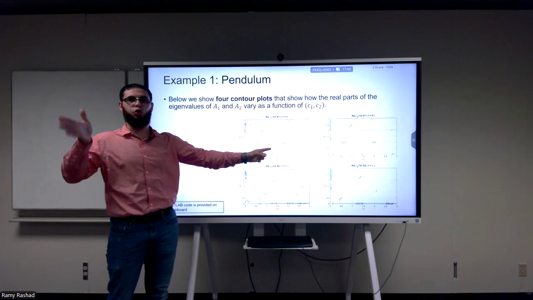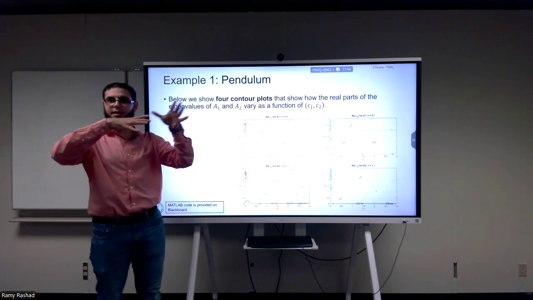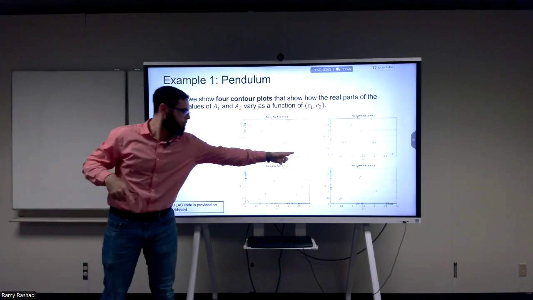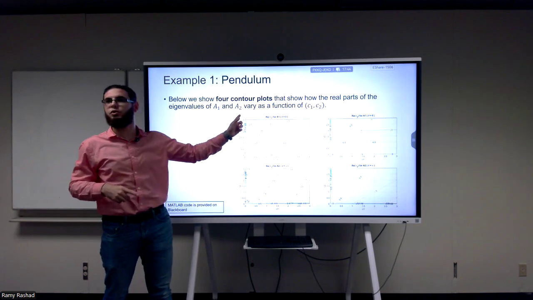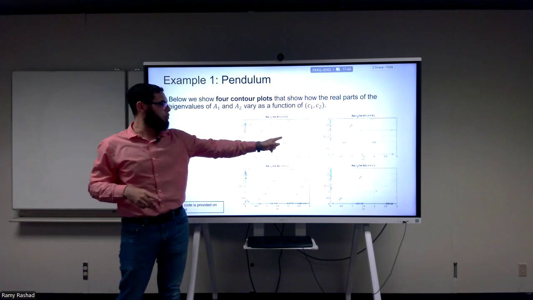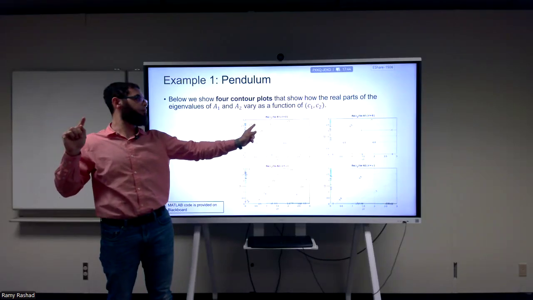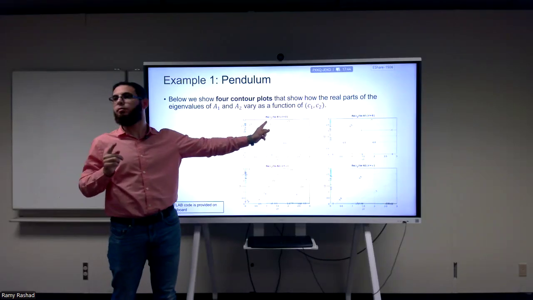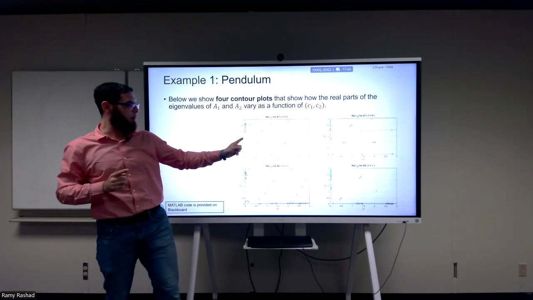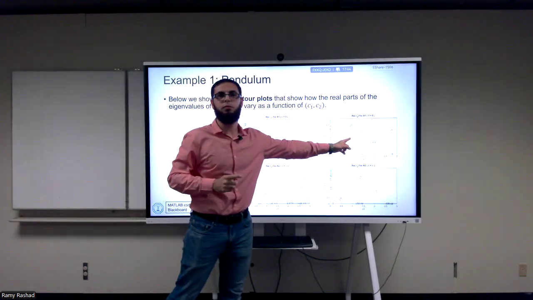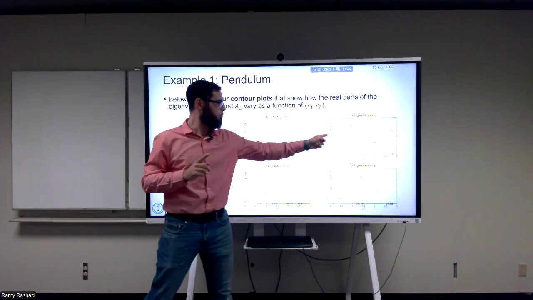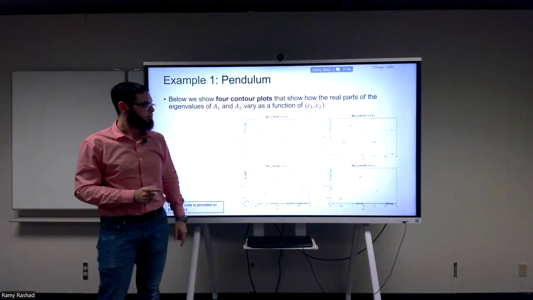So what you see here are contour plots, because we have C1 and C2. C1 is the horizontal axis, C2 is the vertical axis. All of these contours are the real value of the first eigenvalue for A1, so this is the real of lambda 1. This is the real of lambda 2 for A1. What do you see here in all of these values?